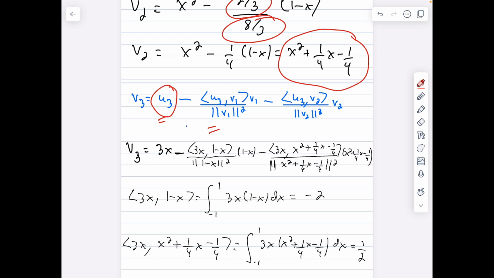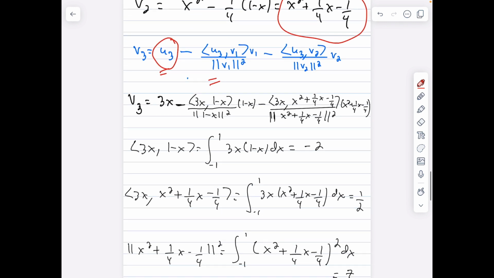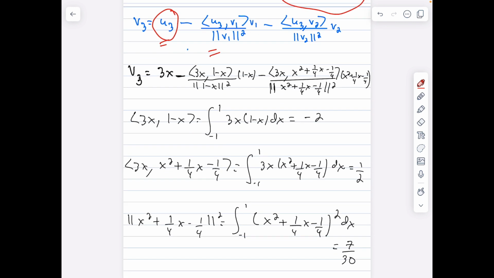And so I plugged these in, and all I did here was compute some more integrals. So I had to compute the inner product of the 3x and the 1 minus x. That came out to be -2. Then I went ahead and computed the inner product of the 3x and the x squared plus 1/4 x minus 1/4. And that gave me a half, so that's right here.